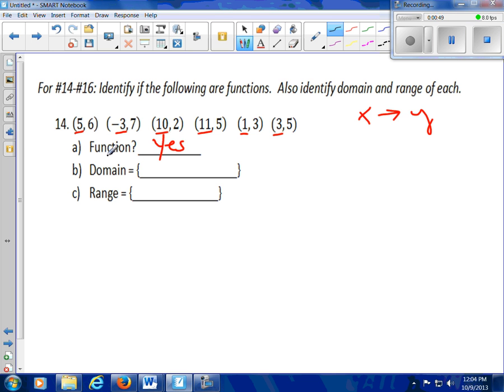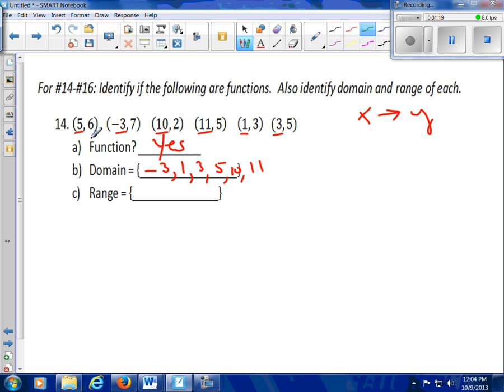Now my domain, when I'm giving just coordinates, is going to be just the x's, just the x values. So I'm going to list them in order. So negative 3, 1, positive 3, 5, 10, and 11 are all of my x's. So that's my domain. My range is going to be my y values.